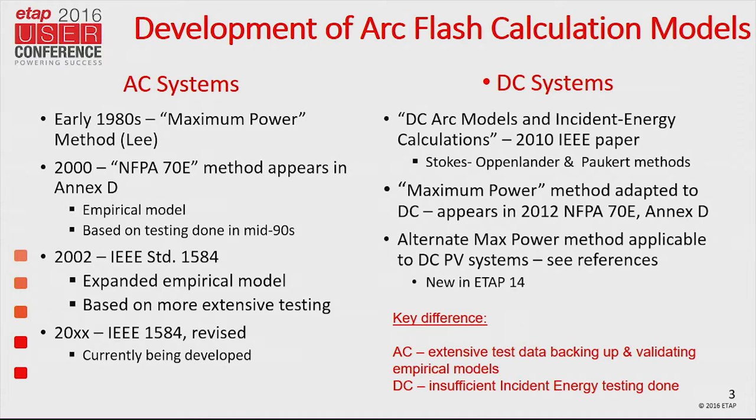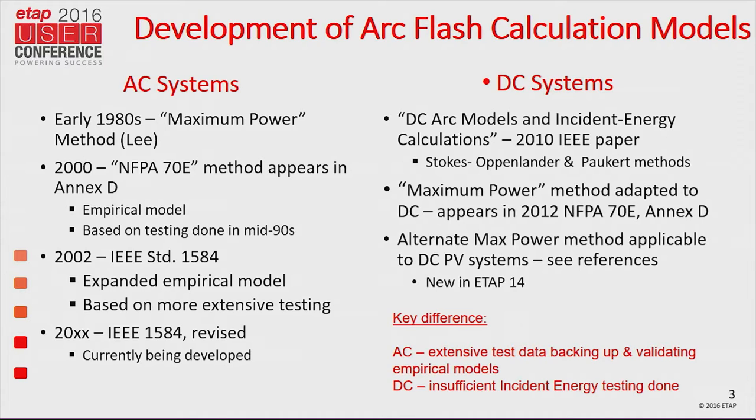We've got them divided up here on the left-hand side, AC systems, and on the right, the DC. With AC, there actually have been calculation models out there for longer than most people realize. It really dates back to the early 1980s. Ralph Lee, who was an engineer with DuPont, developed a theoretical model for estimating incident energy that we now refer to as the maximum power method. So that kind of kicked everything off.